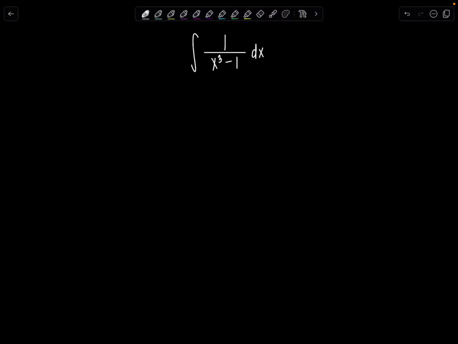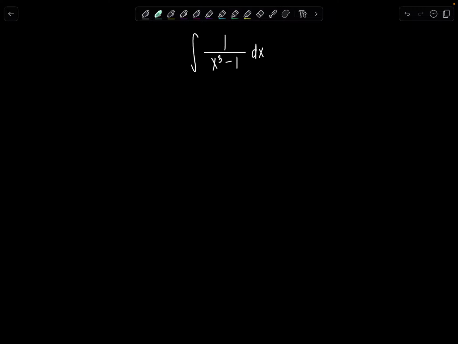Here's your latest integral of the day. We have the indefinite integral of 1 over x cubed minus 1 dx. If you want a hint, you need to factor the denominator and then find the partial fraction decomposition for the integrand. The solution is super straightforward, but I just feel like this integral looks a lot more harmless than it turns out to be. It's just a tedious process.